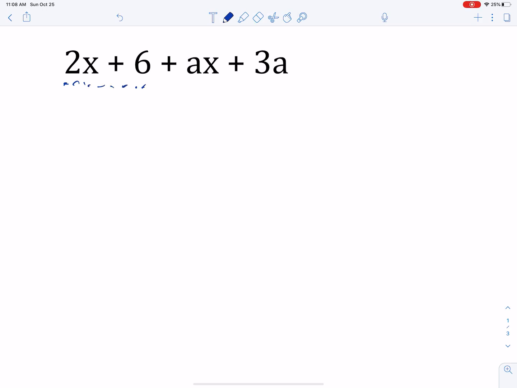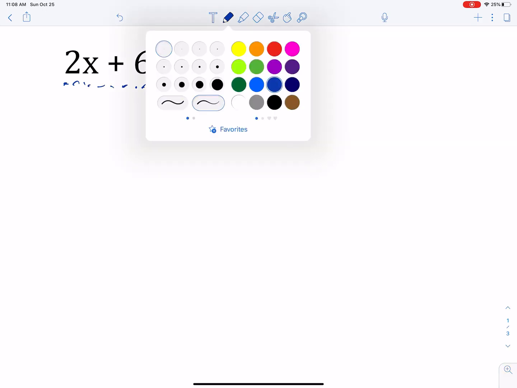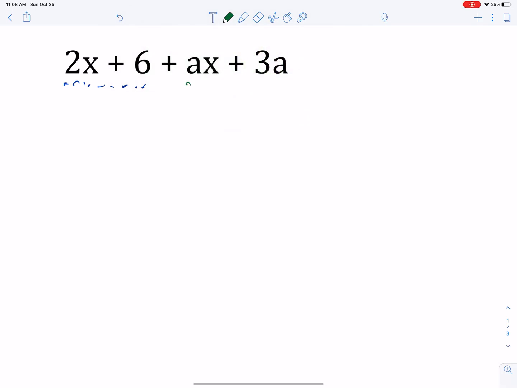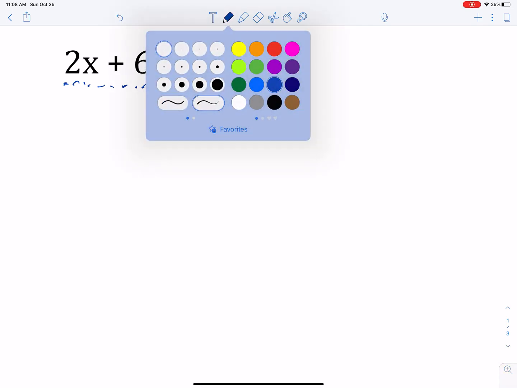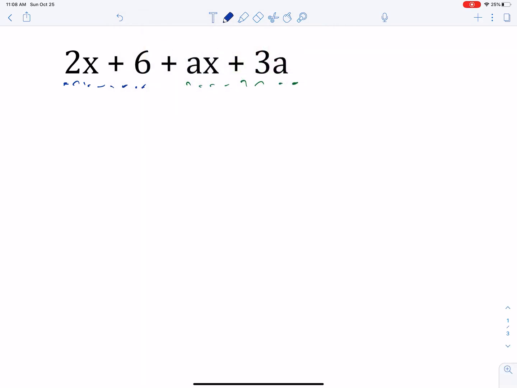We're going to group the first two together, and we're going to group the last two together. And we're going to factor out the greatest common factor from each of those groups individually. If we only look at the 2x plus 6, both of those are divisible by 2. And if we divide those by 2 to see what's left, 2x divided by 2 is x. 6 divided by 2 is 3.